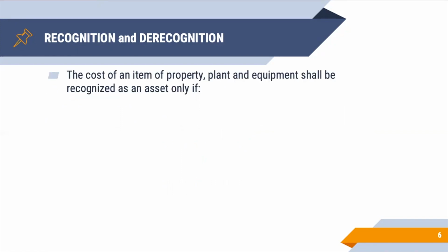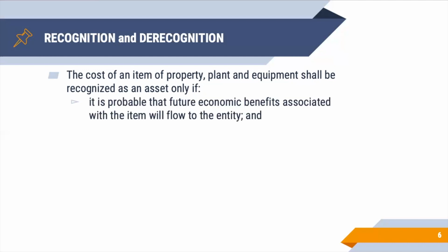So how do we recognize and derecognize PPE items? So first, on recognition, the cost of an item of property, plant, and equipment shall be recognized as an asset only if you meet these two criteria. First, it is probable that future economic benefits associated with the item will flow to the entity. And second, the cost of the item can be measured reliably. So don't forget, first, yung future economic benefits, probable, and second, yung cost can be measured reliably.